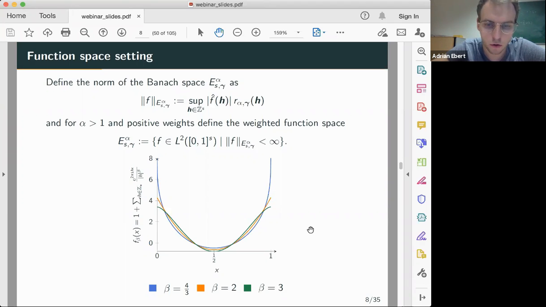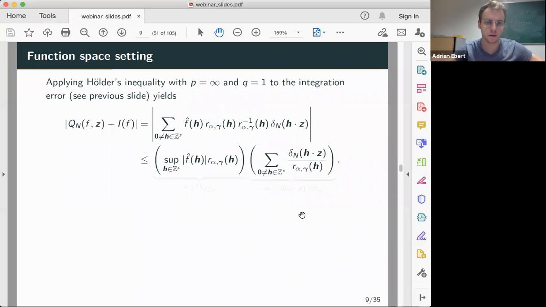And you can already see that the smoothness parameter here determines how smooth the function is. So it does not only determine the decay of the Fourier coefficients, but also, in a sense, the smoothness of the function.